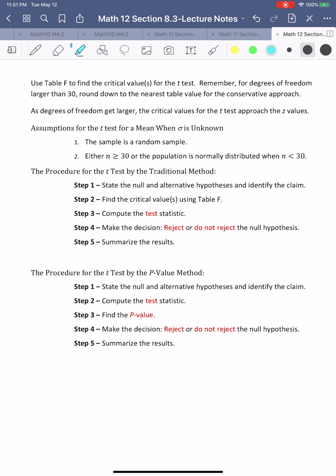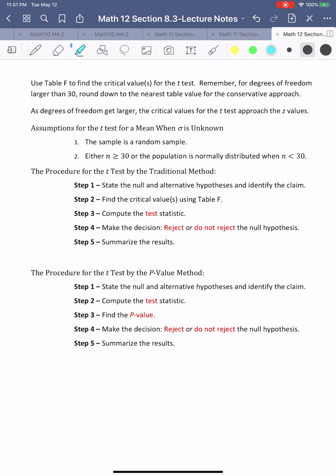The assumptions for the t-test for the mean when sigma is unknown: number one, the sample is a random sample. Number two, either n is greater than or equal to 30, or the population is normally distributed when n is less than 30. So that's what we need to state.